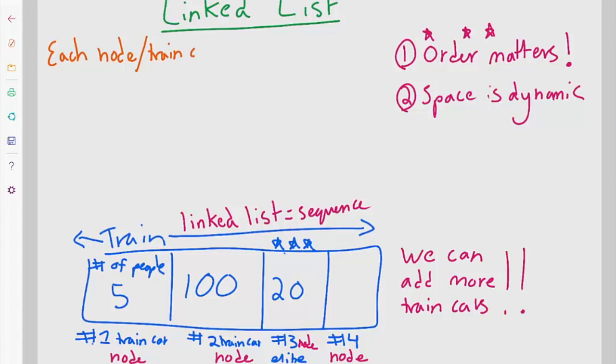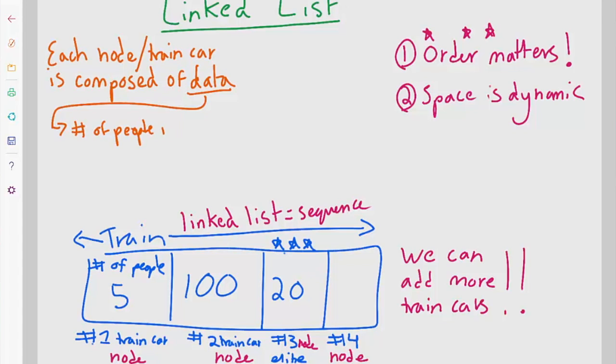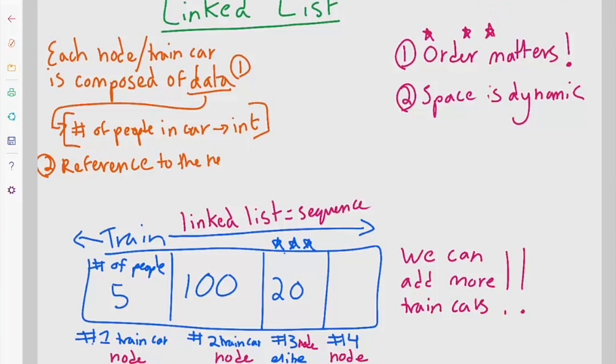And so basically each node, each train car, is composed of data. Say the data is how many people are in that train car. And then also with this data, we have a reference. So inside each node, we have this data saying how many people there are, and then a reference to the next node. It's a reference to the next train car, a link to the next train car, so that we can access the next thing in the list, or in the sequence.